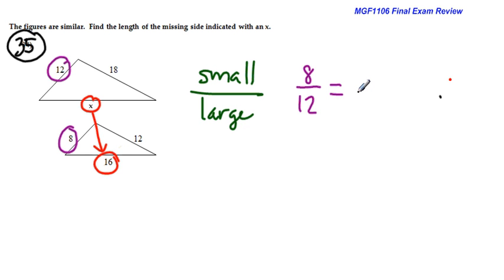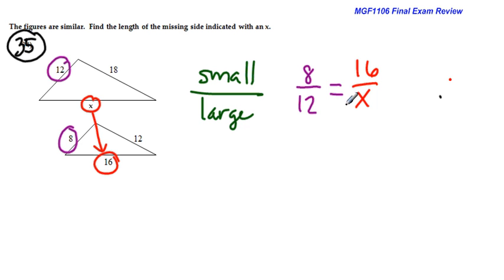This is where you need to be careful though, and always double check. X is in the large triangle, so it goes in the bottom. 16 is in the small one. This is why I think it's really important that you write the words smallest to large first so that you're careful in setting it up.